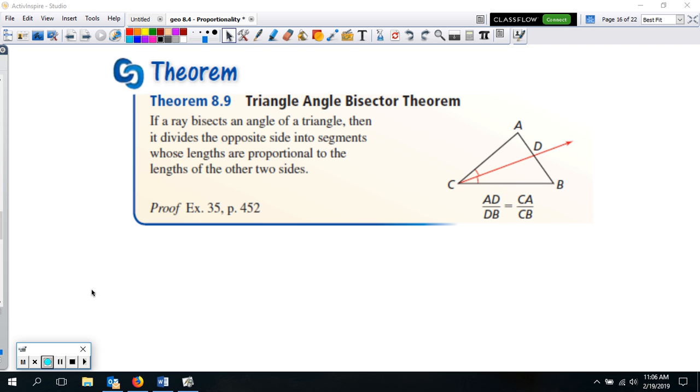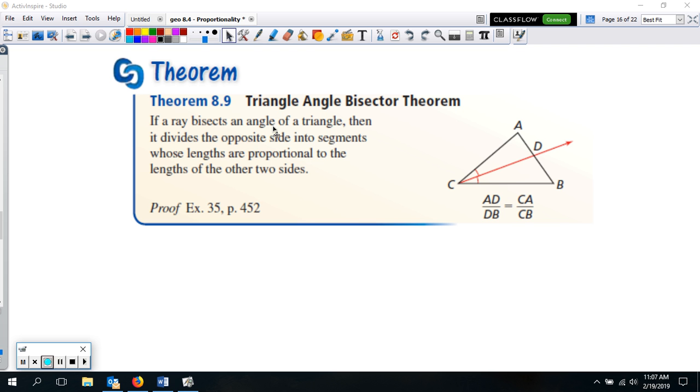Okay, our last theorem that we're looking at in this section is the triangle-angle bisector theorem. Triangle-angle bisector theorem. It's a little bit of a mouthful. So on a triangle, we're bisecting one of the angles that's going to go through the side, or at least connect to the opposite side, and creating two segments over here. And so that's what it's saying.